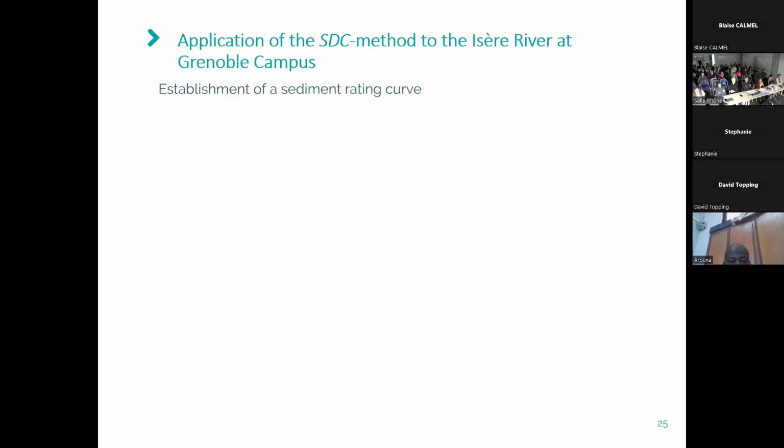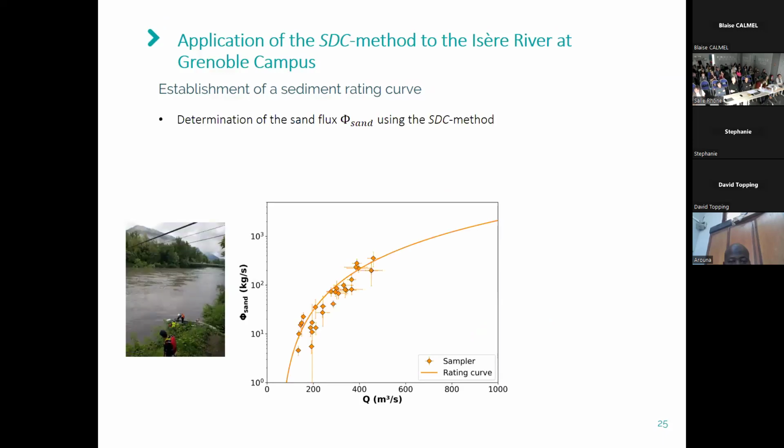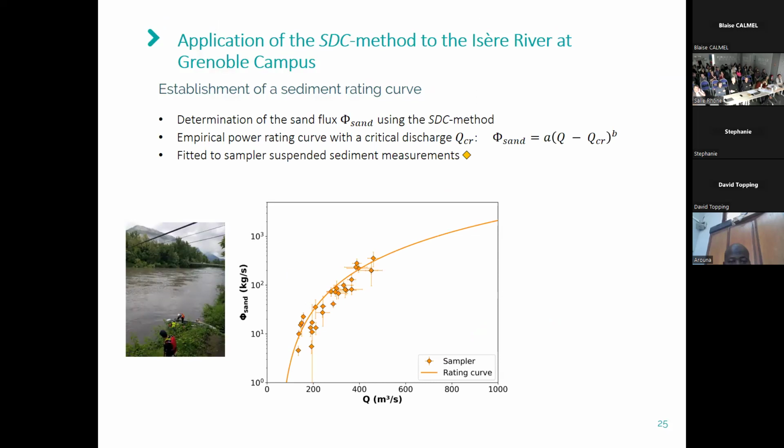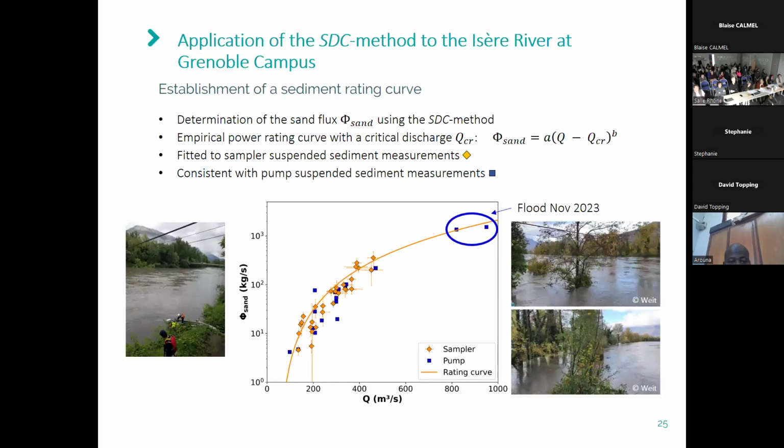Applying the SDC method to my suspended sediment samplings, I also established a sediment rating curve, here only on the sampled suspended sediment measurements. For the sediment rating curve, I use the empirical power rating curve with a critical discharge. We can see, when fitting it only to the sampled suspended sediment measurements, that it is relatively consistent with the pump sediment measurements. And we can also see, when we add the two results from the flood of 2023, that they are also consistent with our previously established rating curve.